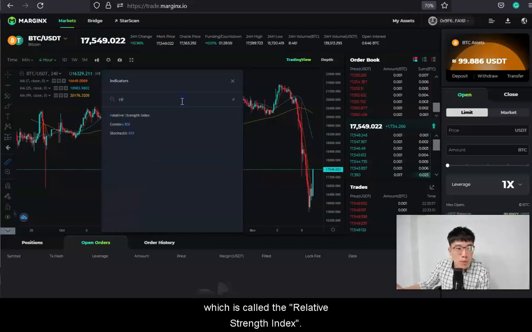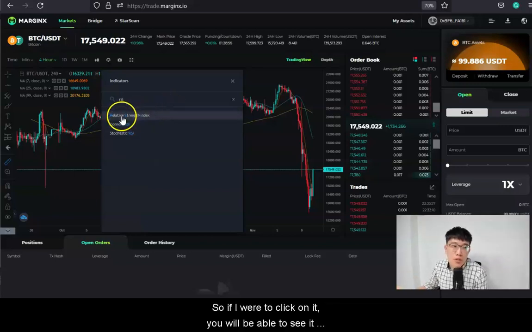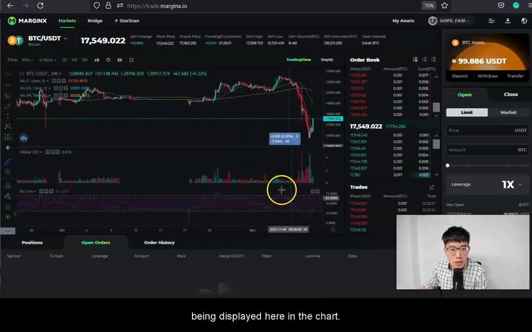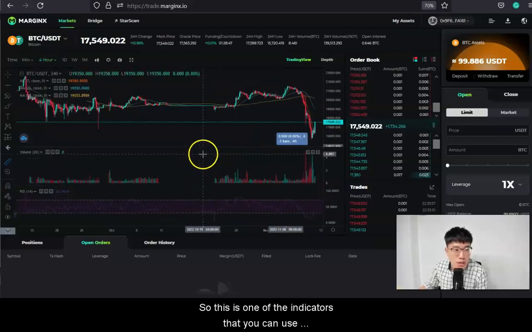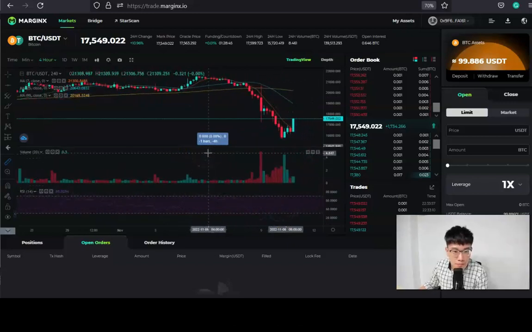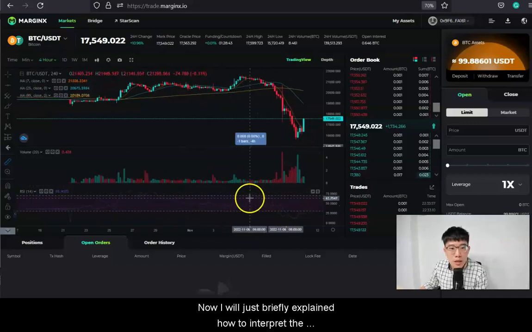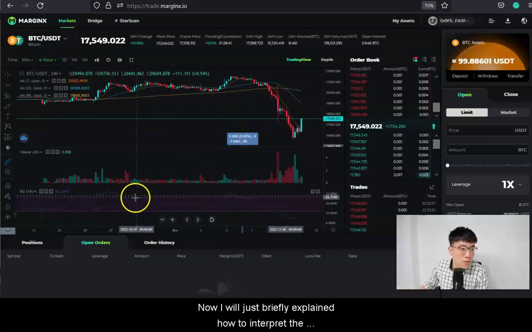But one of the more common ones that I'm about to show you is, for example, the RSI, which is called the Relative Strength Index. If I were to click on it, you'll be able to see it being displayed right here in the chart. So this is one of the indicators that you can use, which is called RSI. Now, I will just briefly explain.